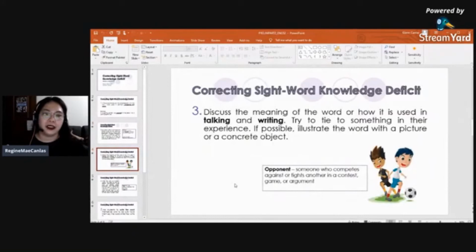The third part, discuss the meaning of the word or how it is used in talking and writing. Try to tie it to something in their experience. If possible, illustrate the word with a picture or a concrete object. Teacher can use an illustration where there are two people fighting each other. One is the opponent of the other. It's relatable to the students by connecting it to their experience, like to their foe or confederate. By then, the students can easily understand the meaning of the new word. So here's the illustration or the picture, and then you should also write the meaning of the word. So opponent: someone who competes against or fights another in a contest, game, or argument.